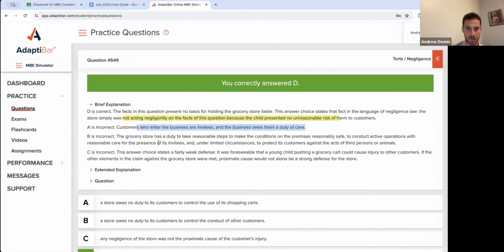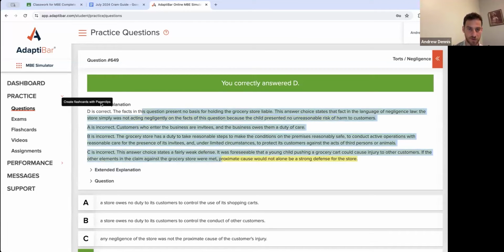Just so everyone knows, when I highlight things, it says "create flashcards with Paperclips." Paperclips is an AI, artificial intelligence app that creates flashcards for you out of things. It's a plugin that I have on my computer, and I put some of these Paperclips flashcards for my outlines in the drive. It's an app that turns anything into flashcards. The more tools you have, the better. I don't use it as much as I would like to, but I do think it is pretty cool.